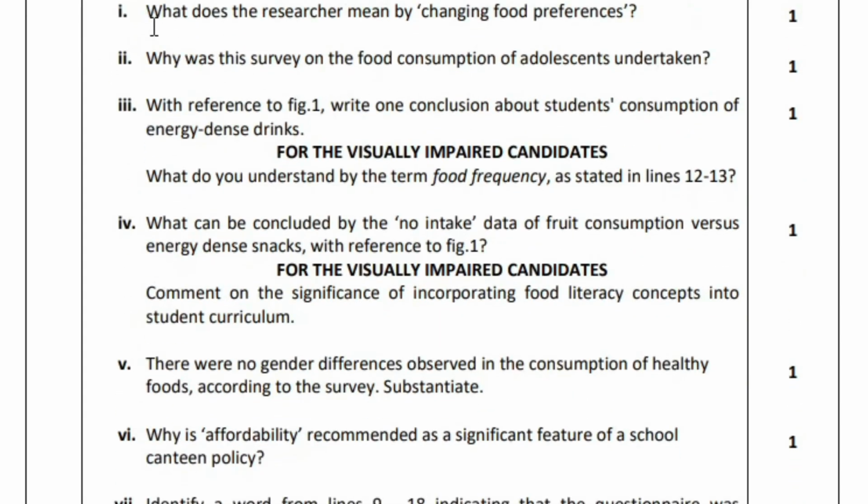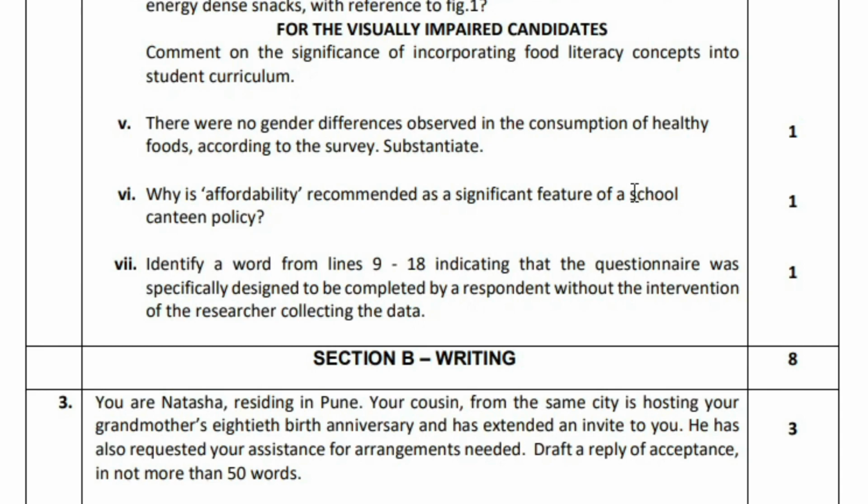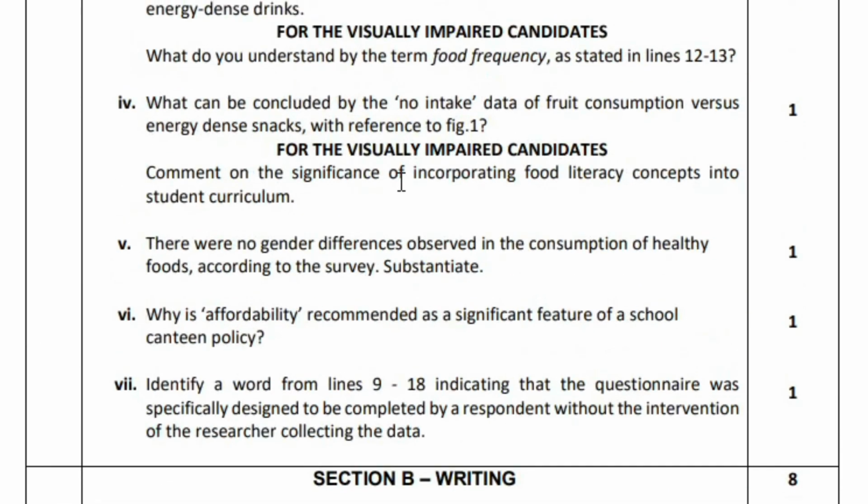So questions are like this. What does the researcher mean by changing food preference? Okay, so these are normal questions only. So you can read the questions, read the passage, find the answers, and write the answers. Identify a word from lines 9 to 18 indicating that the questionnaire was specifically designed to be completed by a respondent without the intervention of the researcher collecting the data.